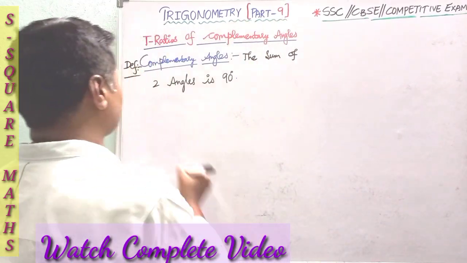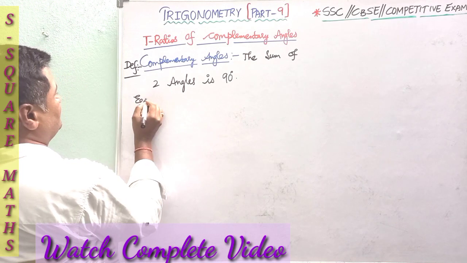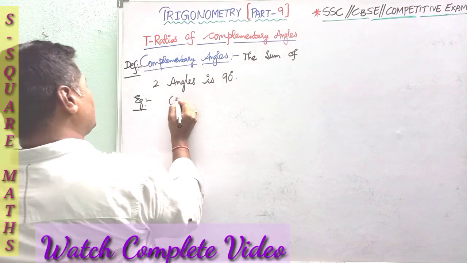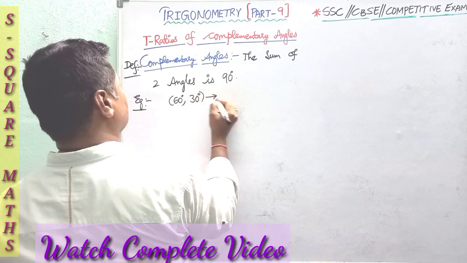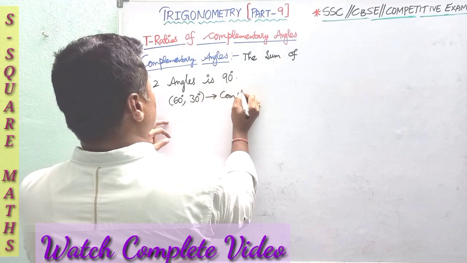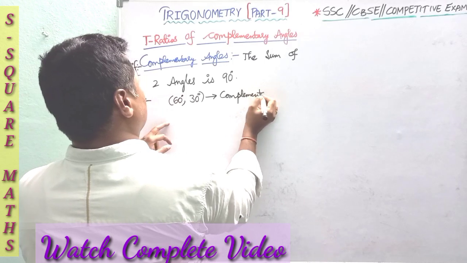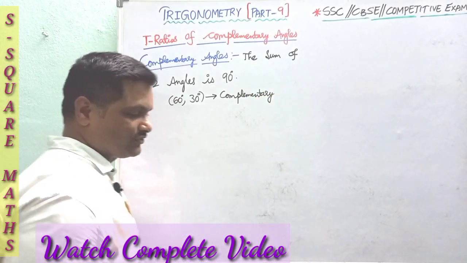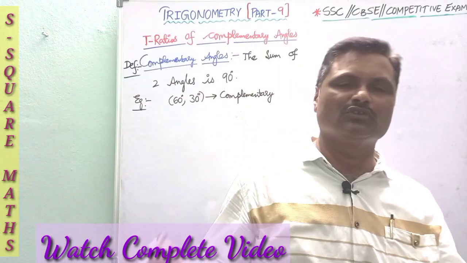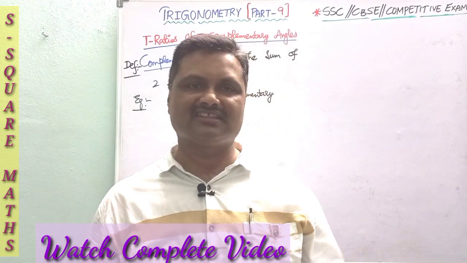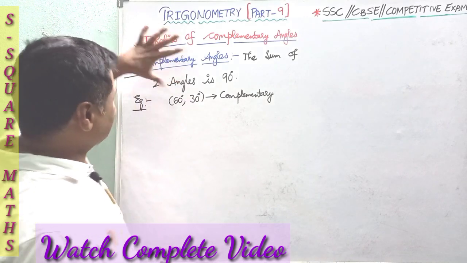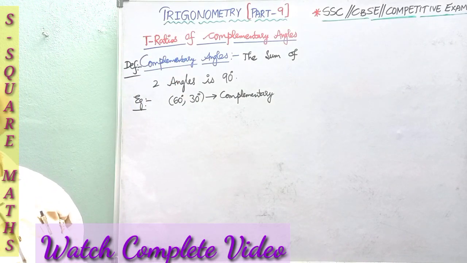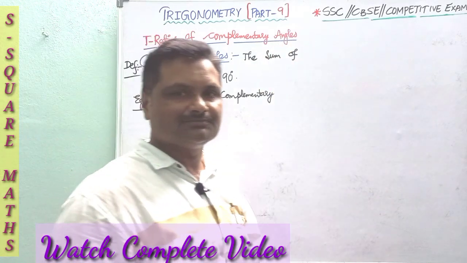So now, an example for that. 60 degrees and 30 degrees, they are complementary because 60 plus 30 gives you 90 degrees, that you know very well from the 6th and 7th standard. So based on this we are going to discuss the T ratios of complementary angles. For the T ratios we are applying, I am going to list out here.